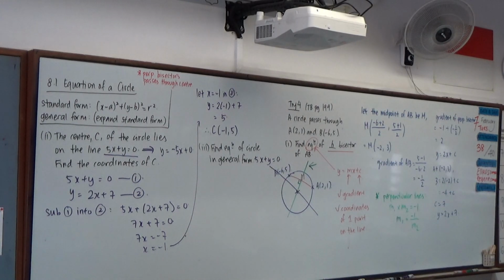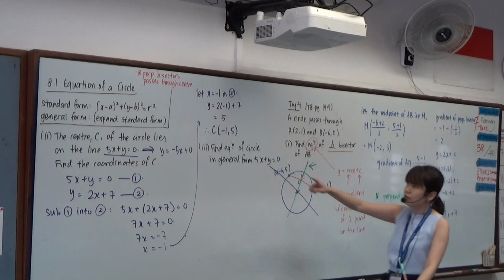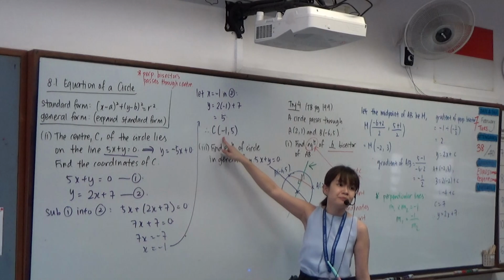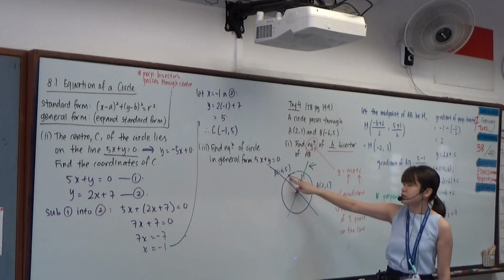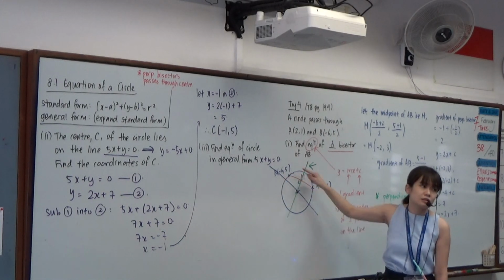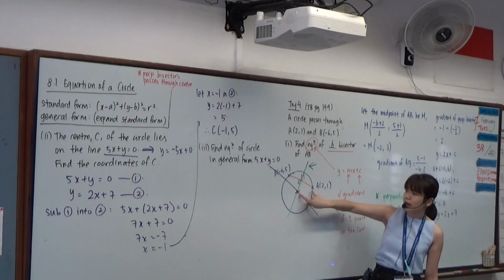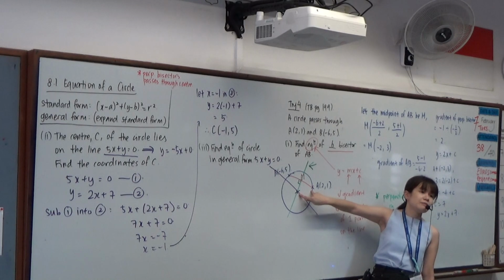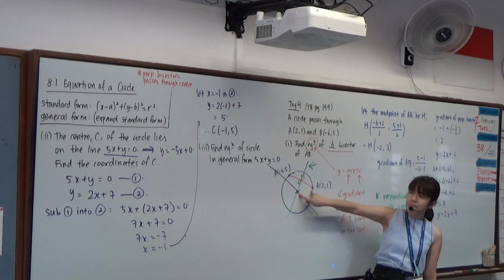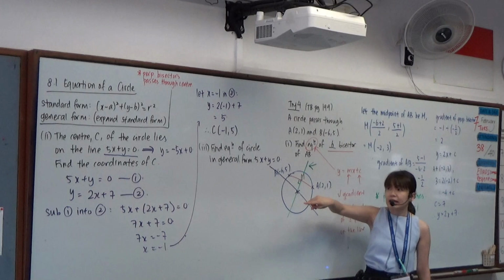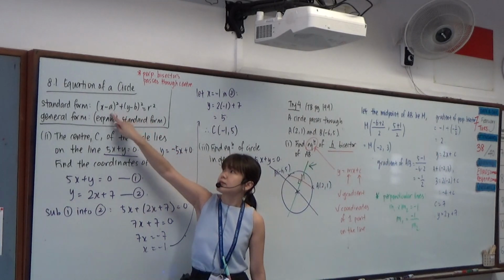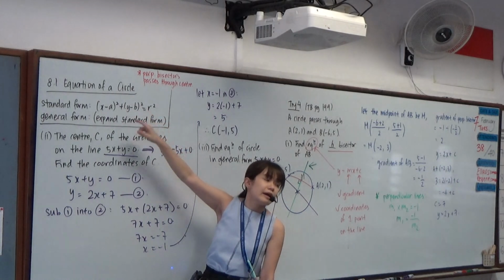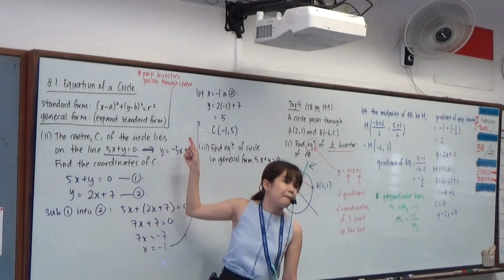Then in part 3, we want to find the equation of the circle in general form. I now already have the center of the circle. I have its coordinates, and I know two other coordinates found on the circle itself. So I can find the radius using my length of line segment formula. Then I can use my standard form, put in the coordinates of the center, find the radius, expand, and we get general form.